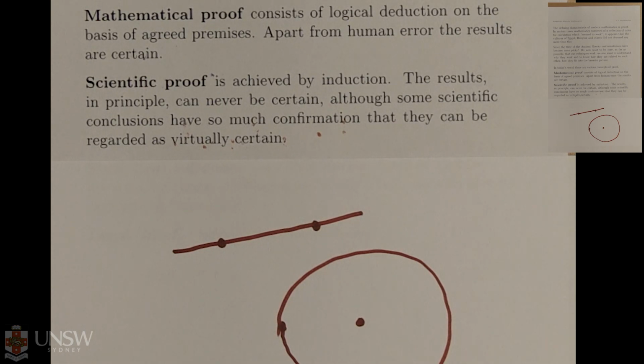Now, that in principle can't be certain, because perhaps the first 1,000 observations you made were in some way special. Perhaps the first 1,000 experiments you did were set up badly, and perhaps under different circumstances things might happen differently. You cannot be certain about scientific proof. On the other hand, there are certain scientific theories which have so much confirmation that basically you can regard them as certain. Gravity is an example.